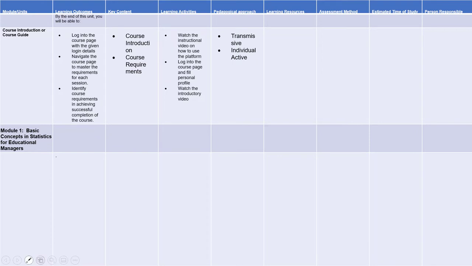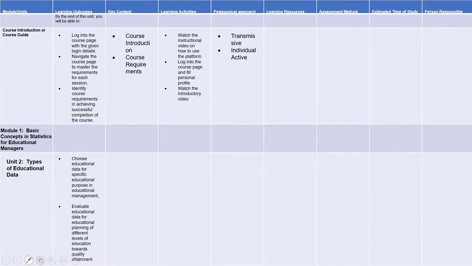And what will I look at first in module one? Right, I'm picking unit two here. This is unit two of module one, and unit two of module one says types of educational data. Now, what are the objectives that I want to achieve in this particular unit of module one?